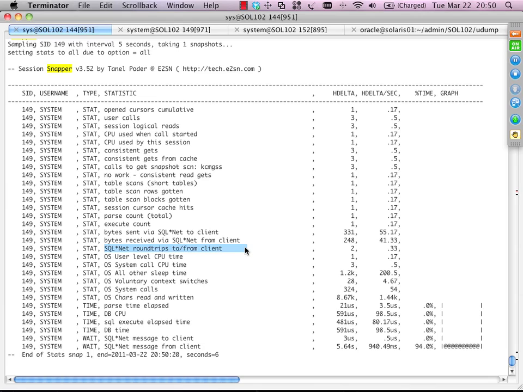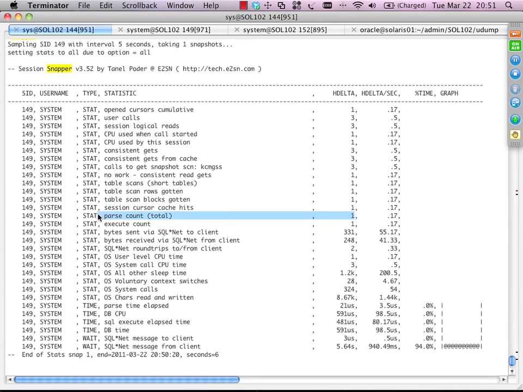Every session has over 600 different stats, by the way. So that's a gold mine. All right. Anyway, we see a parse count. We only did one parse during this time. We don't see parse count hard anywhere, so therefore we didn't do any hard parses. And we also see that the session cursor cache hit is 1.